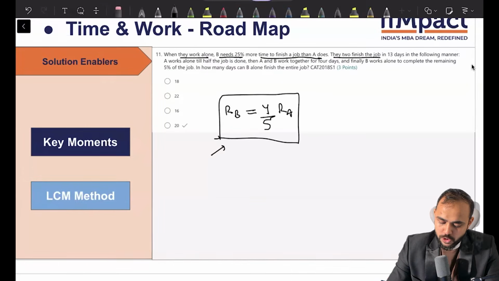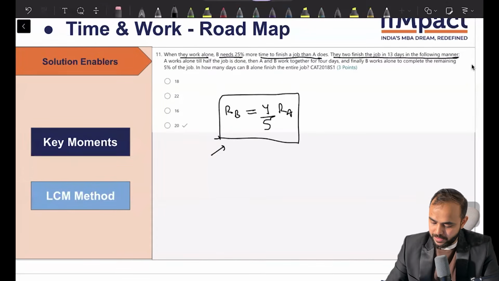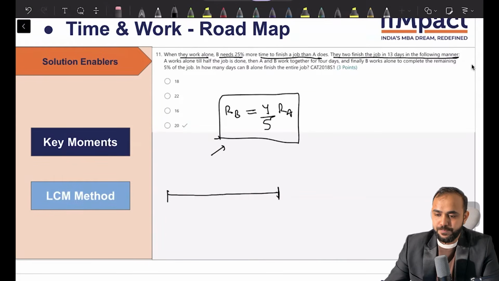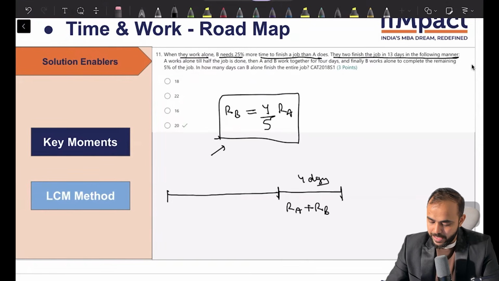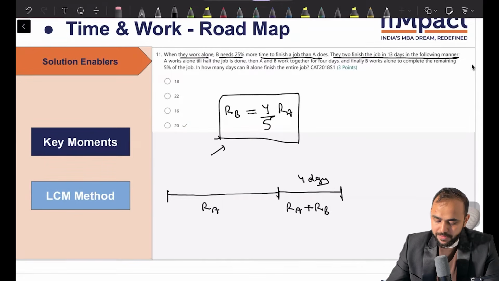They two finish the job in 13 days in the following manner. A works alone till half the job is done. So half of the work is done till now. Then they will work together for 4 days. So here you have RA plus RB. Here you only had RA. And finally, B will work and complete 5% of the job. So this is 5%. This was 50%, which means this is 45%.